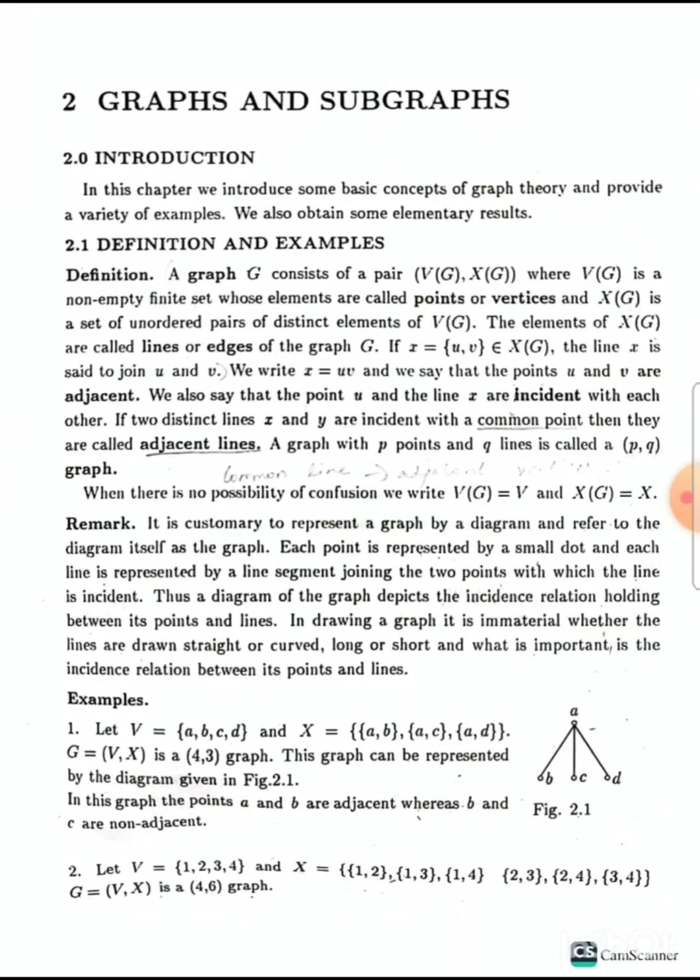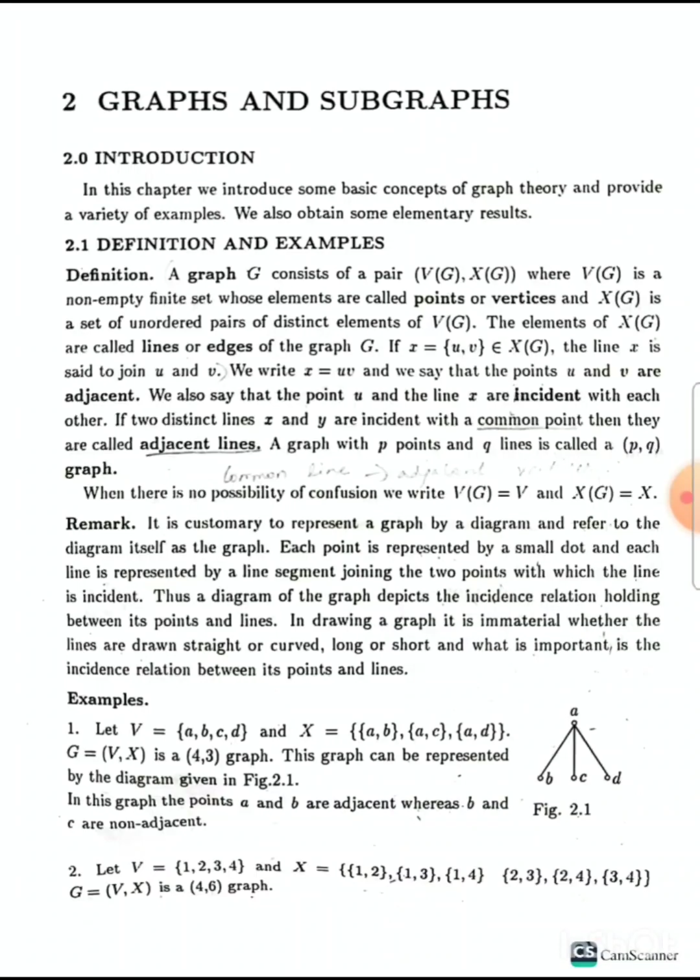And a graph with P points, which means P vertices, and Q lines, Q edges, is called a (P, Q) graph. It is written in the form P comma Q, where P represents the vertices and Q represents the edges. When there is no possibility of confusion, we write V(G) equals V and X(G) equals X. Vertices are denoted as V and edges are denoted as capital X.